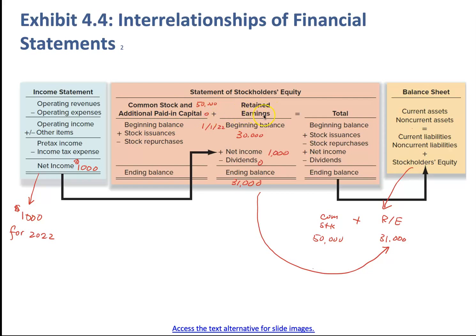And they have retained earnings of $30,000 from last year. This is last year's retained earnings, so it will be reflected in the beginning balance. During this period, the company earned $1,000 in the form of net income. This $1,000 will be included when calculating the ending balance of retained earnings, so it will be added to the beginning balance. The ending balance of retained earnings will be $31,000.